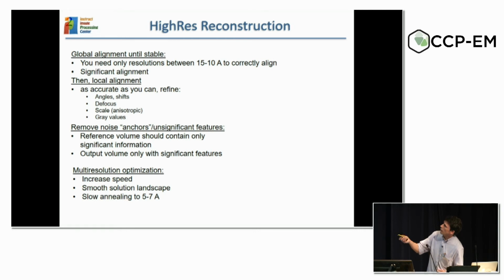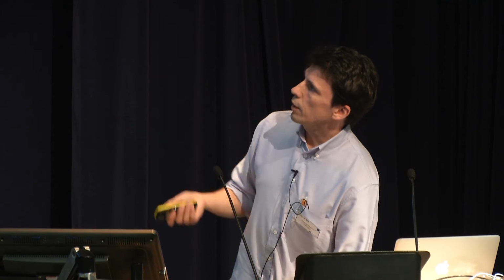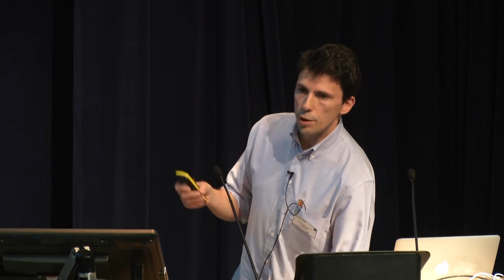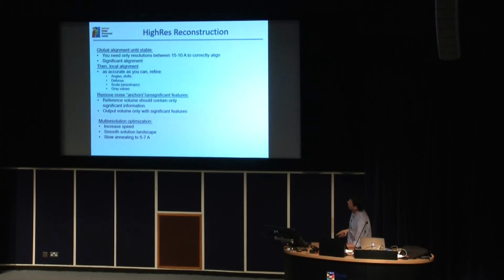And here we exploit a lot the ideas of statistical significance. I will present that a little bit later too. And then once you are sure about your global alignment, now you go into the local alignment. Then you can refine as accurately as you want all the parameters like the focus, scale, gray values, angle, shifts, whatever. And remove everything that could serve as an anchor for noise. So you try to avoid overfitting. And then also you do this in a multi-resolution way. So at the beginning you start doing low resolution reconstructions, and at the end you have high resolution reconstructions.